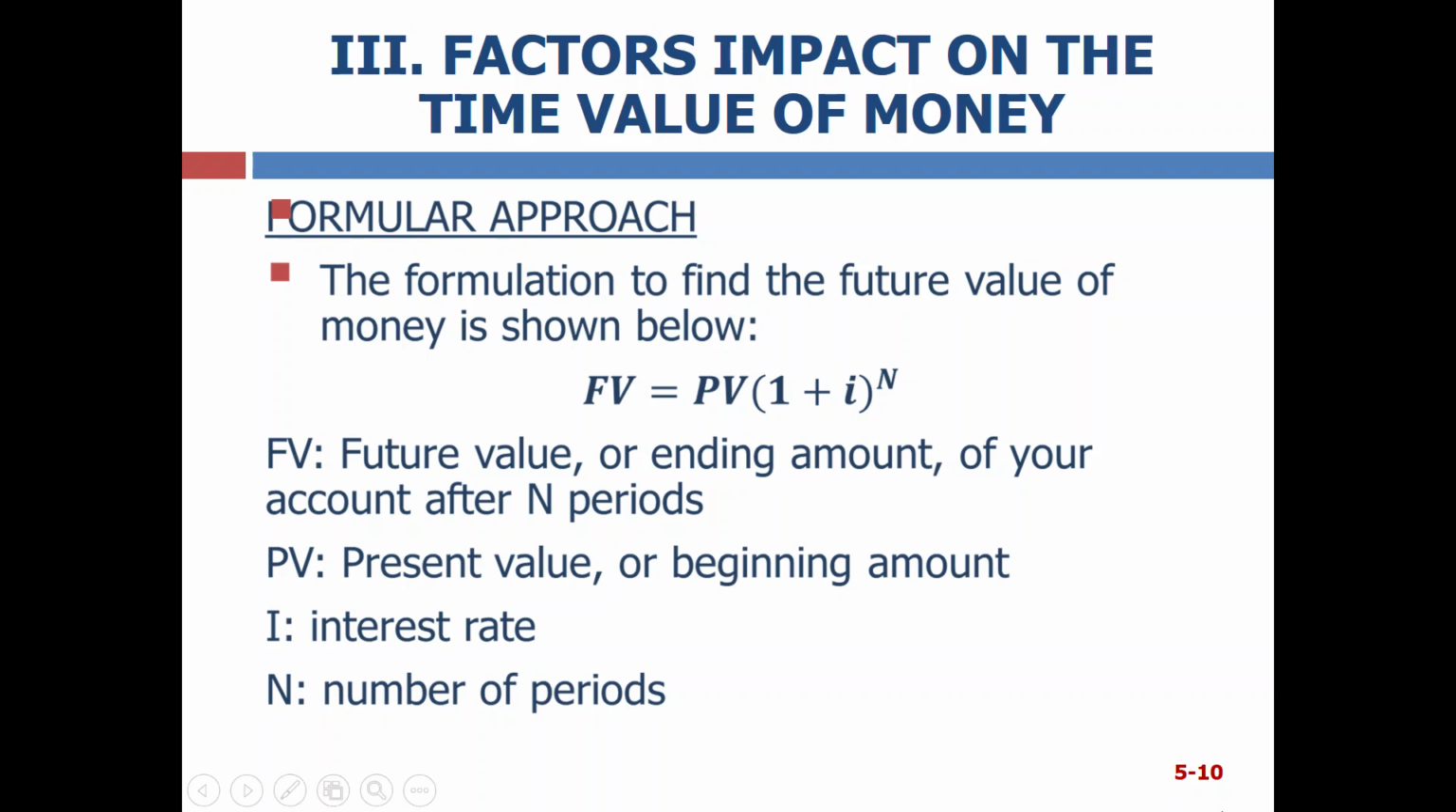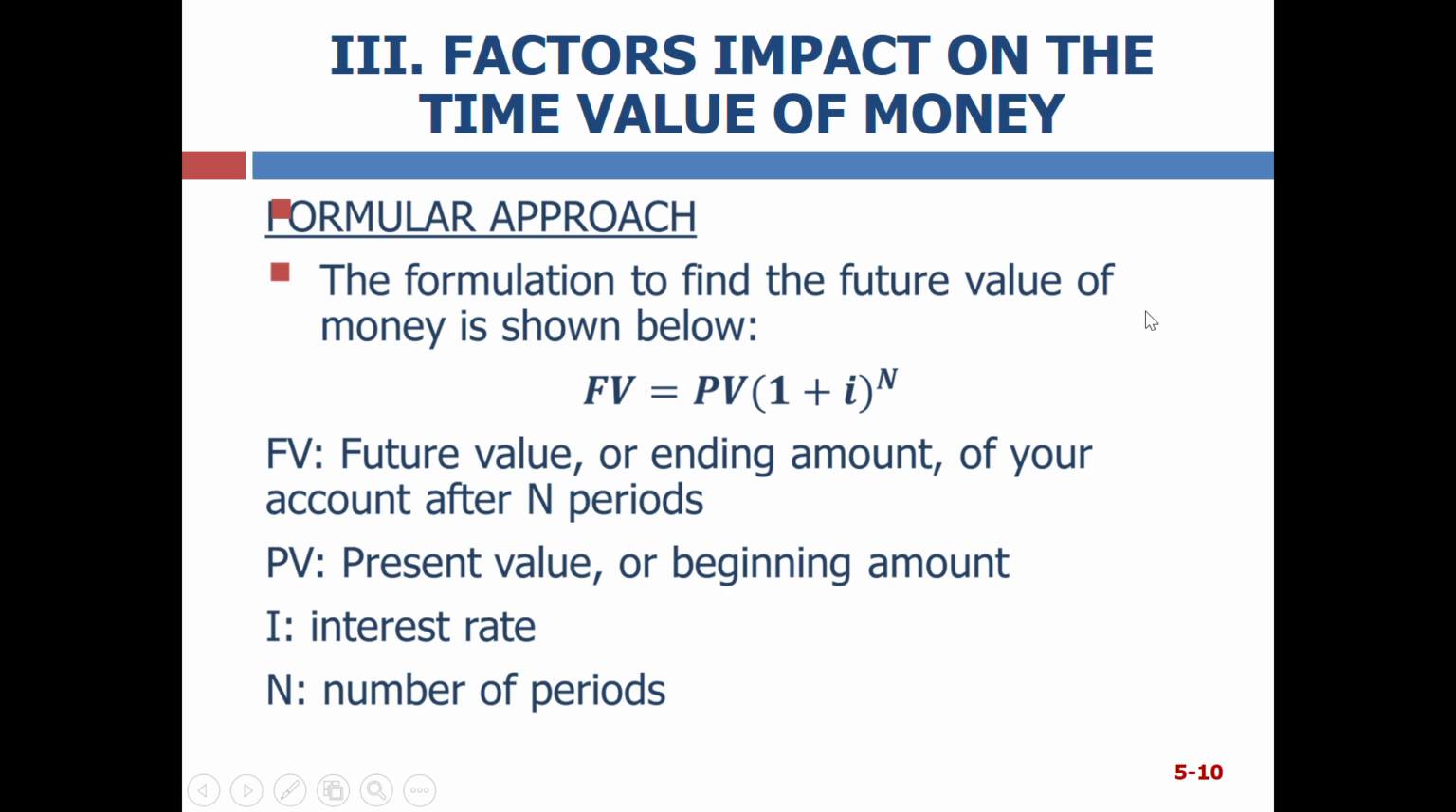Now let us discuss the factors that affect the time value of money. Here is the formula for calculating the future value of a sum of money. FV is the future value, and PV is the present value of that sum of money. I is the cost of capital. However, to simplify the matter, we will assume I is the bank interest rate.